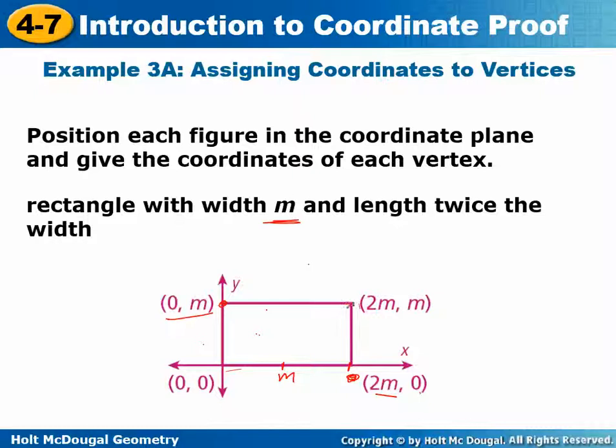And now this point, this is the one that messes most people up. To find the x-coordinate, you just go straight down, and that was 2m. And then to find the y-coordinate, you go straight over, and that one we already found was m. So the coordinate of this vertex here is 2m, comma m.